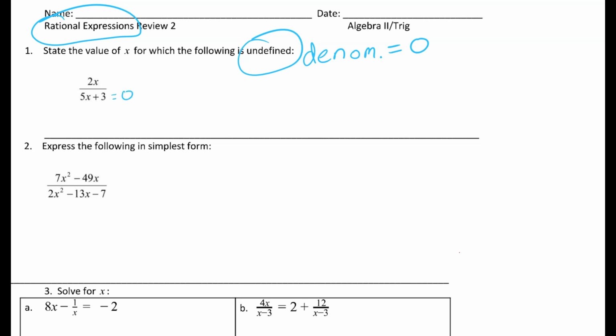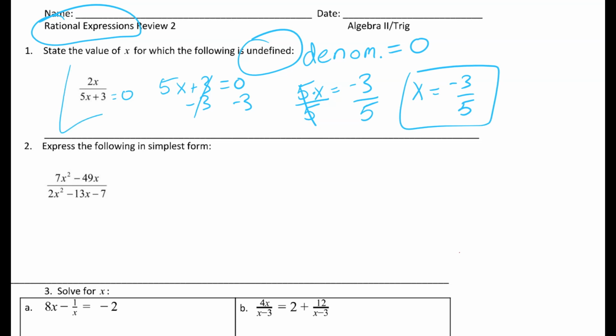So here I'm just going to take 5x plus 3 and set it equal to 0, and solve that equation for x. Because remember, I can't divide by 0, that's what gets me a fraction that's undefined. So if I solve this equation here, I end up with 5x equals negative 3. And remember that 5 is linked to the x with multiplication. So to undo that, I'm just going to use division to get x equals negative 3/5. So if I were to try to plug this into the rational expression I started with, the value would be undefined, because I would get that 0 in the denominator.